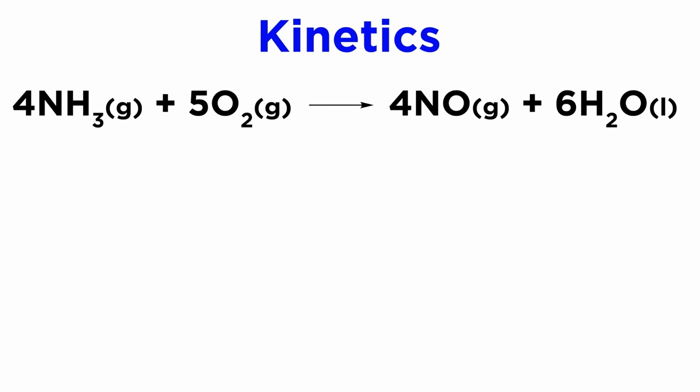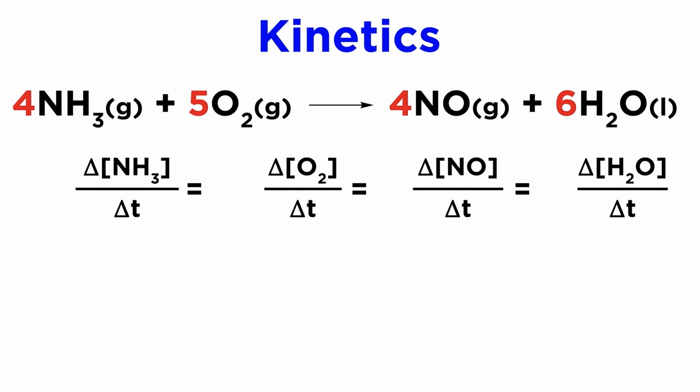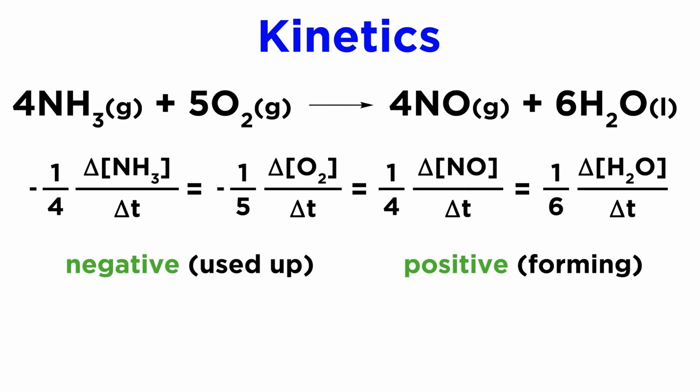Beyond the values being positive or negative, we must also see how they obey stoichiometry. Here is the combustion of ammonia. Notice the 4 to 5 to 4 to 6 ratio of the stoichiometric coefficients. In order to relate these rates of decomposition and formation to one another, we have to assign coefficients to each rate expression that are the inverse of these. So for ammonia, we have 1/4. For oxygen, 1/5. For nitrogen monoxide, 1/4, and for water, 1/6. The reactants will show a negative coefficient since they are being used up, and the products will show a positive coefficient as they are forming.